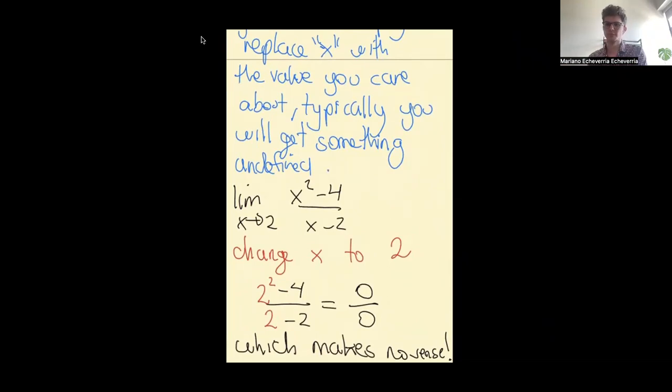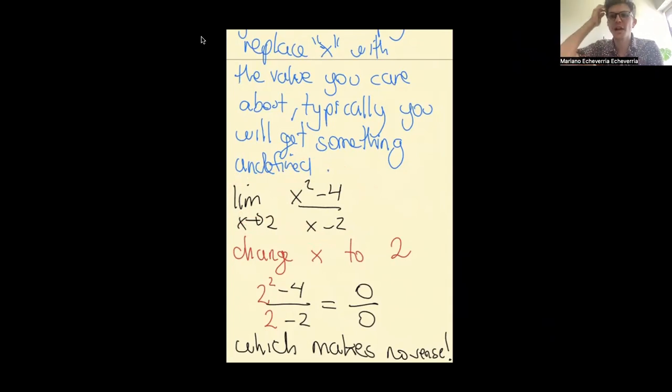So again, whenever you see an expression like a limit, do not just substitute the variable with the number that you see here, because most of the time it wrecks everything. You kind of destroy the whole expression.